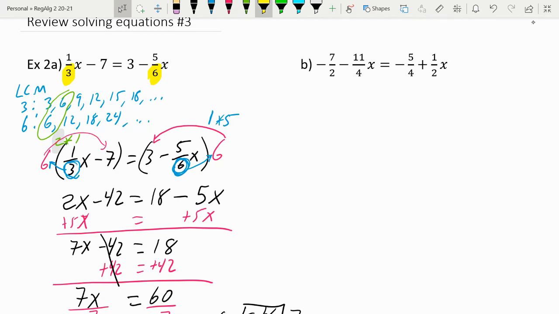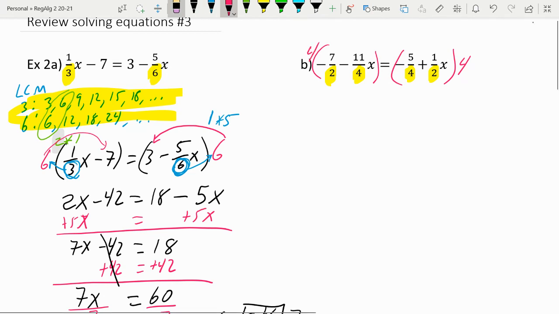I see my denominators: 2, 4, all right, 4 and 2. Well, I don't necessarily have to go through this mess again. 2 and 4, it should be kind of obvious. I'm hoping that I'm going to multiply everything by 4. All right, so I'm going to multiply everything by 4. Oops, sorry, I meant to erase the parentheses.